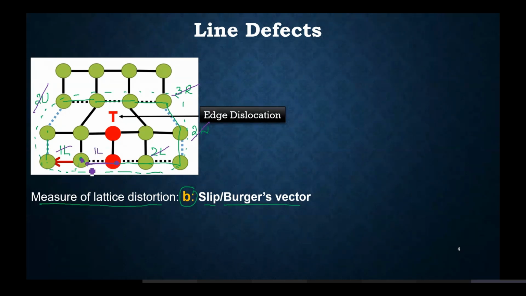So this extra step that I have to move in order to close the loop around the defect, I would say it again, this 1 step extra that I have to move in order to close the loop around the defect is basically the measure of lattice distortion, or Burgers vector. Clear enough?